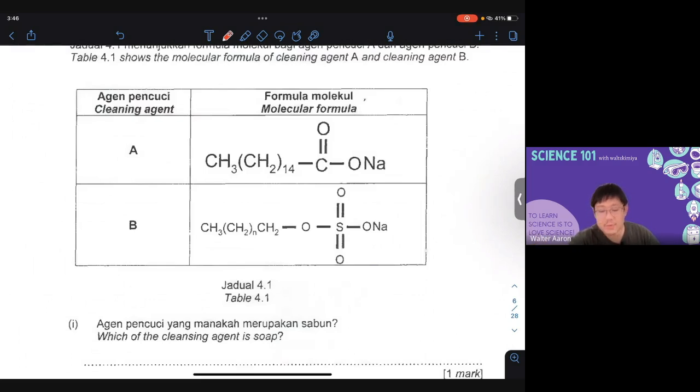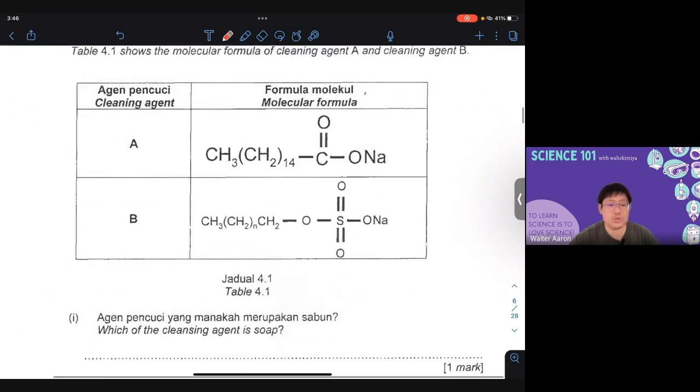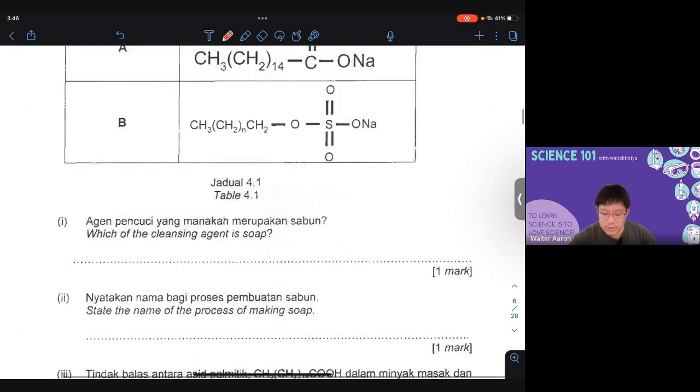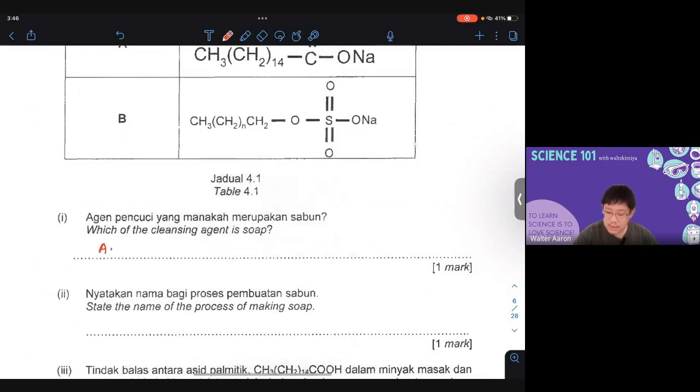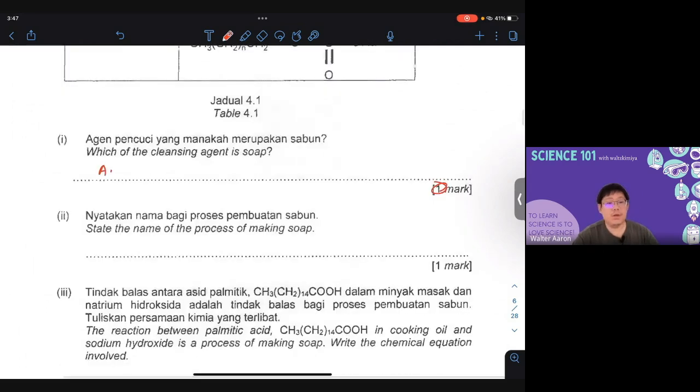So one is technically a soap, A is technically a soap, and B is a detergent. So what is the difference between the two? One can be used in soft water, one can be used in hard water. So detergent in hard water, soap can be used in soft water. So which cleansing agent is soap? So like I said, it's A is the answer. So you put here A, 1 mark. State the process of making soap. To make soap, it's called saponification. Okay, saponification. So they get 1 mark.